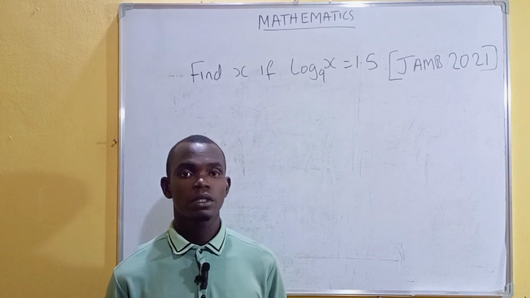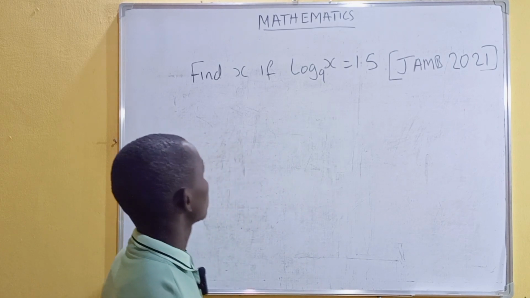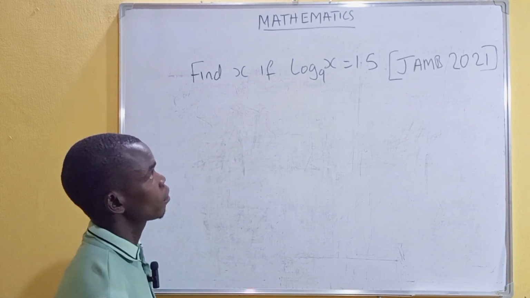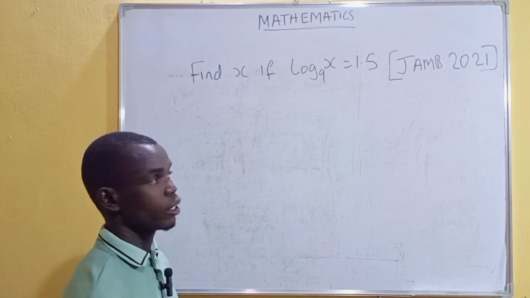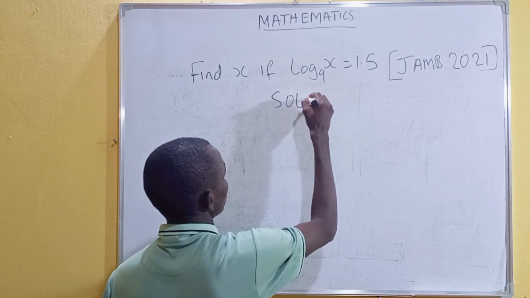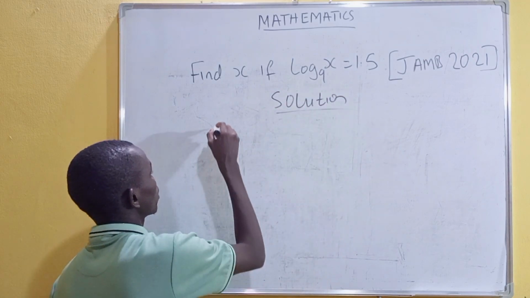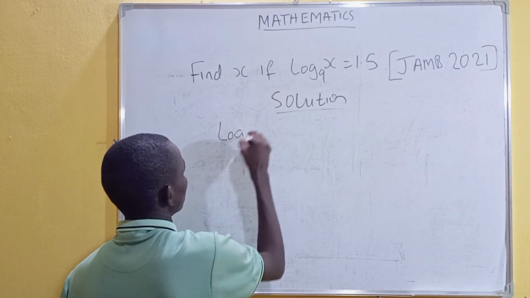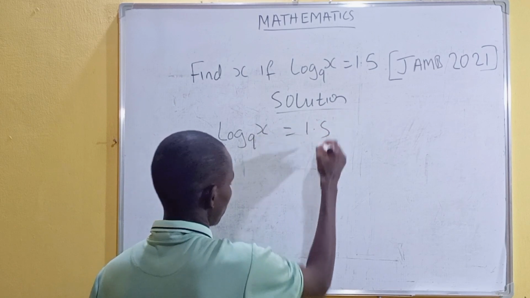Let's look at this JAB 2021 logarithmic question. Find S if log S with base 9 is equal to 1.5. Solution. Log S with base 9 equals 1.5.